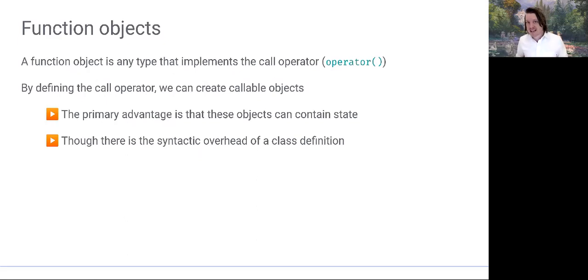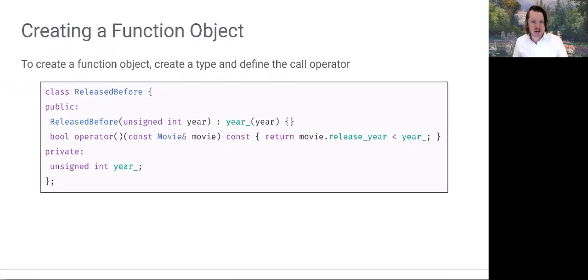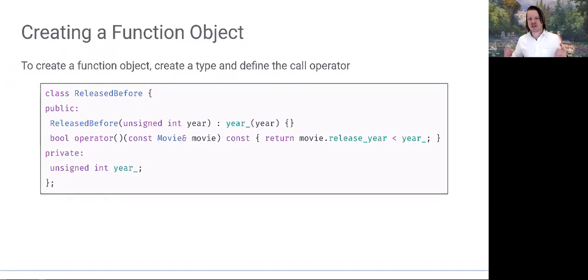Though what we will see, and one of the trade-offs or disadvantages of creating function objects to have these callable objects that can be passed to higher order functions, is that there is some syntactic overhead of a class definition involved to create them. So creating a function object. To create a function object, we're going to create a type and define the call operator.